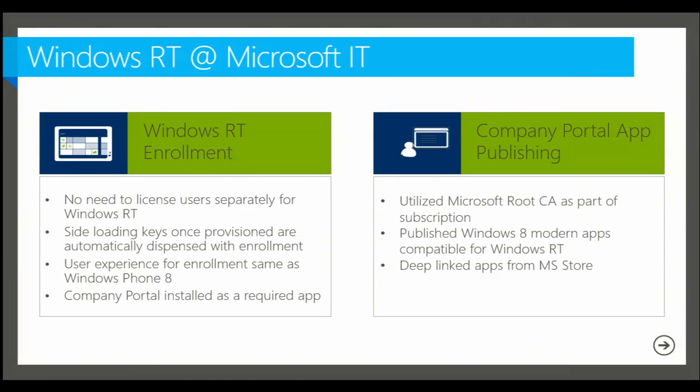Let's see the company portal publishing aspect of the process. We used the regular Microsoft root CA certificate as part of the subscription page, which Arun showed in his demo. The reason is our developers developed the app with a lot of child certificates under the main root CA certificate. We cannot have these child certificates on all the devices, especially on RT, which is not domain joined.